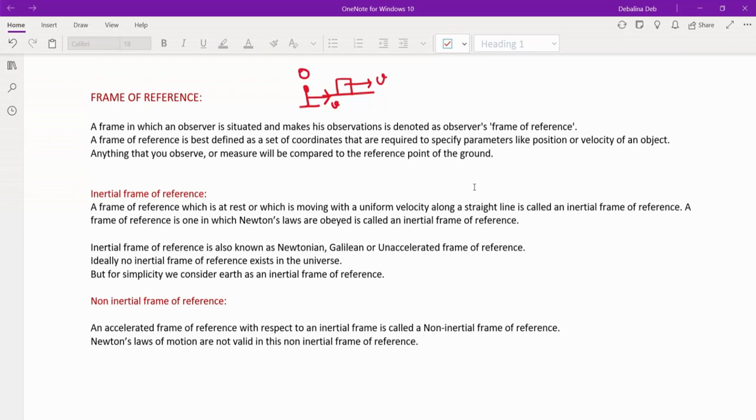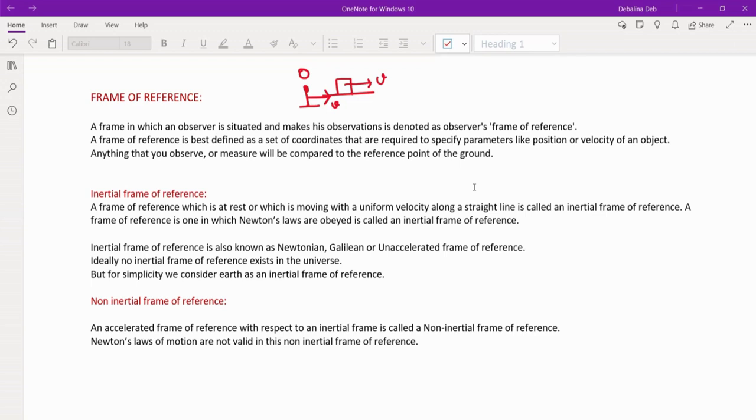So anything we measure or anything we observe is basically compared to the reference point. And usually we consider ground as a reference point. So if we are saying that a car is moving with velocity 5 km/h along right, that means we are considering that we are at rest, we are at ground, we are not moving anywhere, and the car is moving with a velocity 5 km/h towards my right.